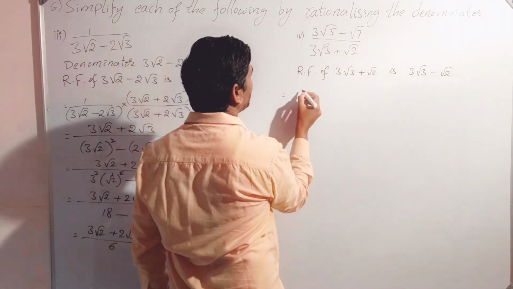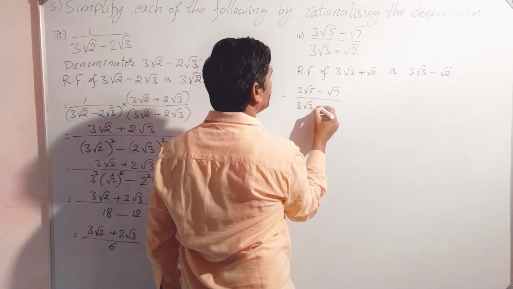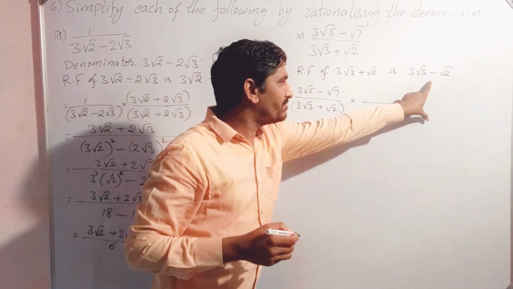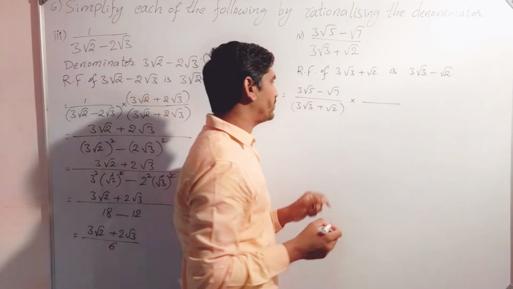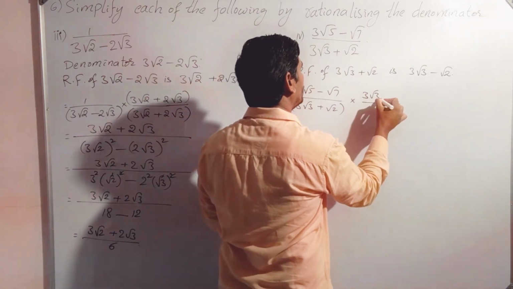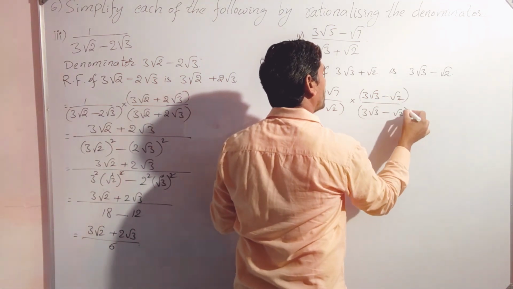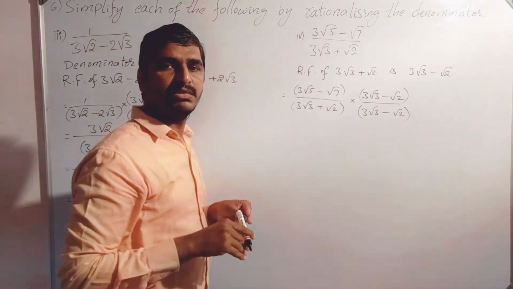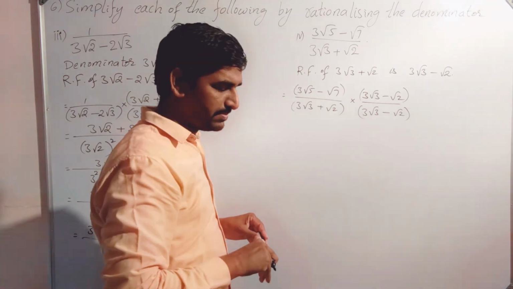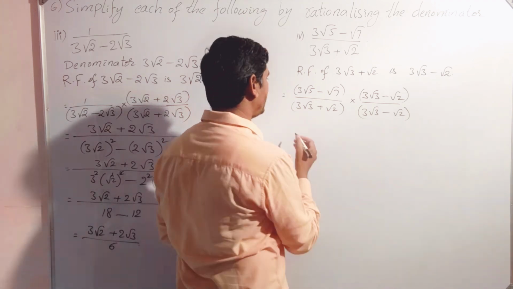So now applying it, 3 root 5 minus root 7 by 3 root 3 plus root 2, multiplied and divided by 3 root 3 minus root 2 by 3 root 3 minus root 2, to make the denominator a rational number. In the numerator we will get some large numbers because of 2 terms and 2 terms, so 4 terms. The denominator is in the form a plus b into a minus b, a square minus b square.